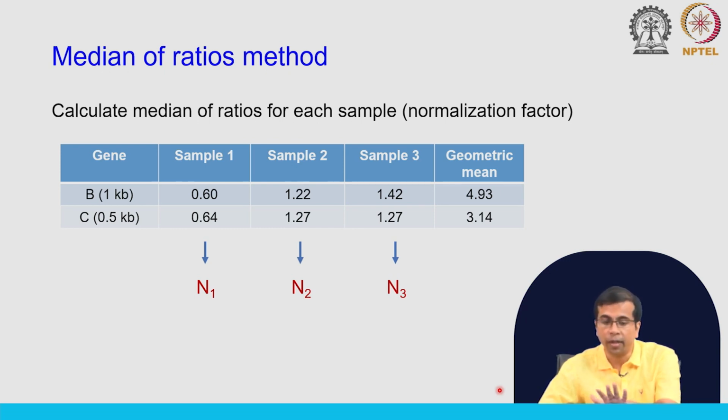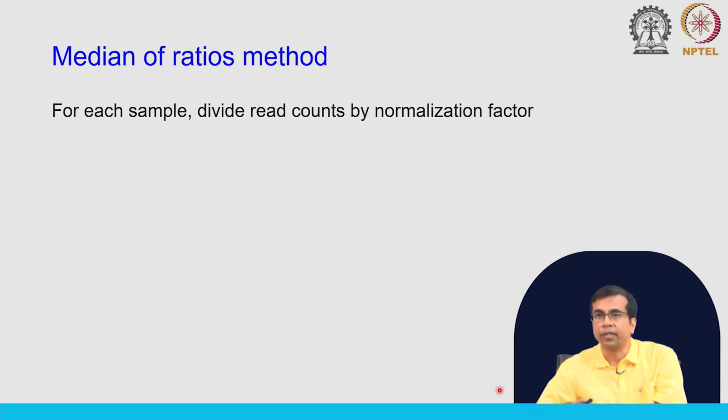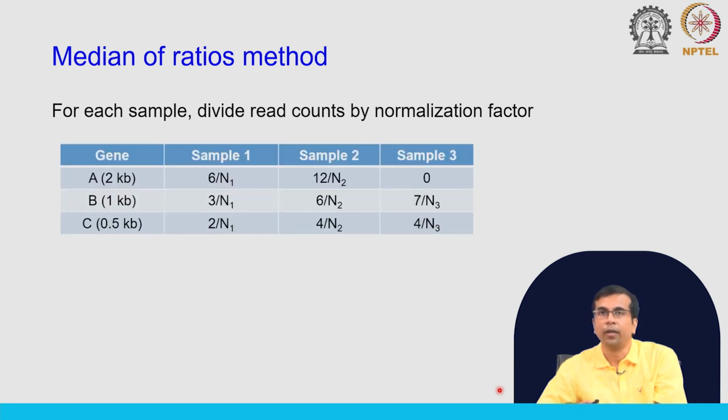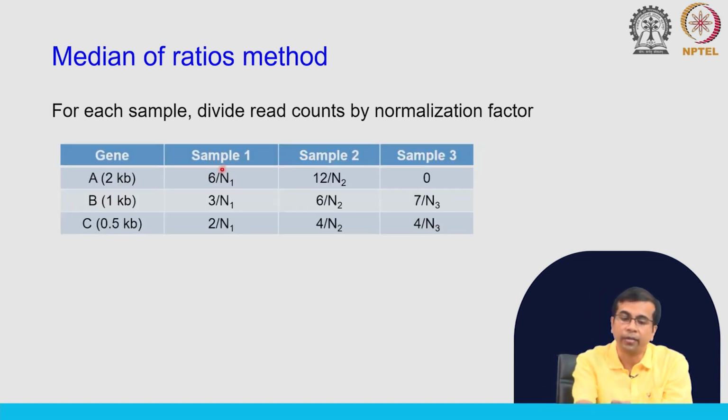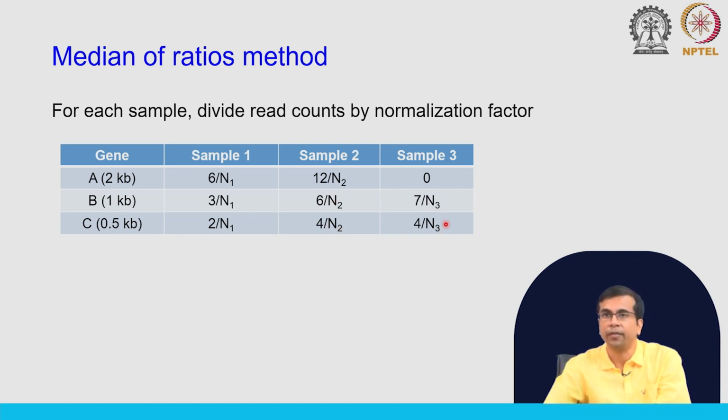So, we can now forget about this transform table, and go back to the raw count data, and then divide by N1, N2 and N3. So, this is the next step. For each sample, divide read counts by the normalization factor. For sample 1 the normalization factor is N1, so we are dividing these counts by N1. For sample 2 the normalization factor is N2, so we are dividing by this N2 number. For sample 3, the normalization factor is N3, so we are dividing by N3. Once we have done this, we get the normalized count data.